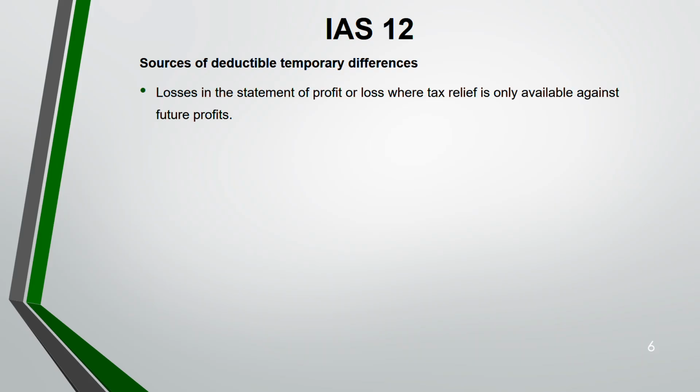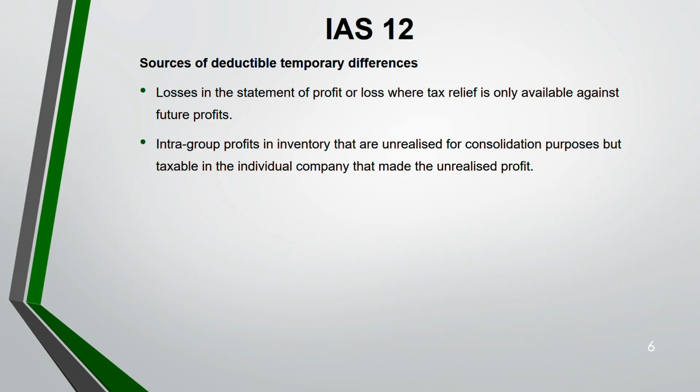Now, next are the sources of deductible temporary differences. Here, your carrying amount is less than the tax base. For example, losses in the statement of profit and loss, where tax relief is only available against future profit. Next, intra-group profit in inventory that is unrealized for consolidation purposes but taxable in the individual company that made the unrealized profit.